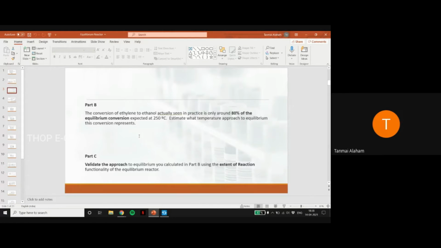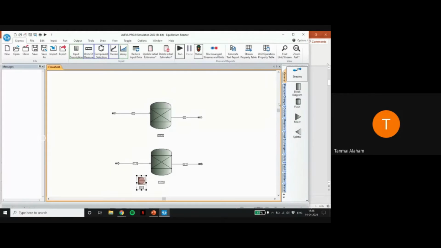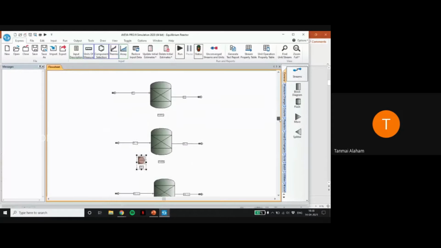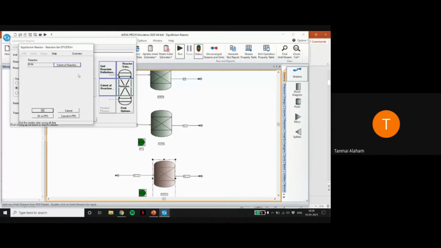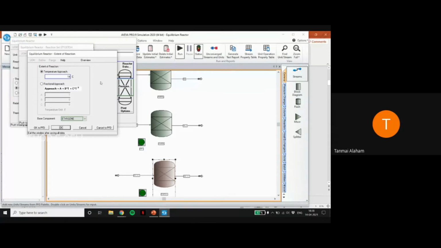which is basically that we have to validate the same as part B by using extent of reaction. So where do you find extent of reaction? You go to the same reactor and here you get the option of extent of reaction. Okay. And when you click it, you get two approaches. One is the temperature approach and the other one is the fractional approach. So here we've done both, as you can see.